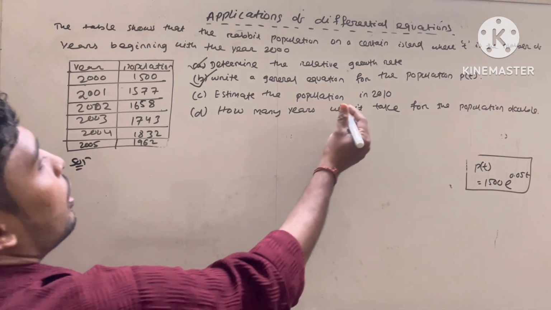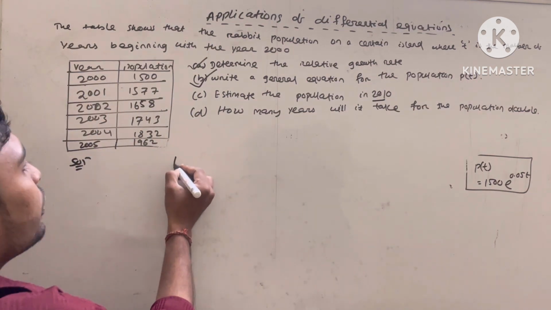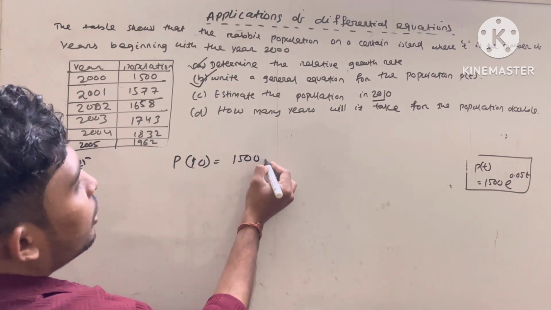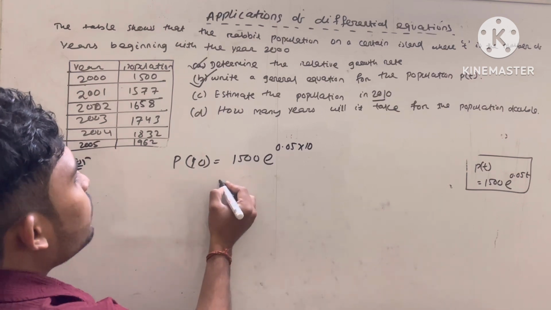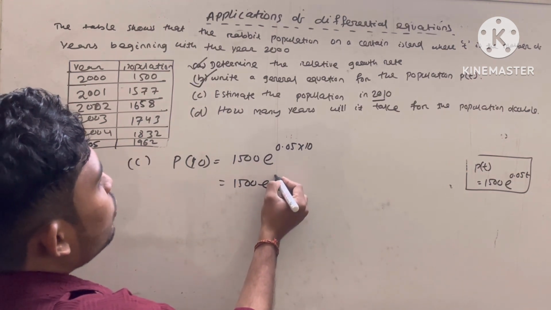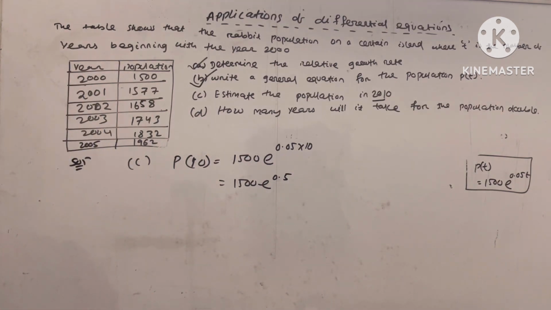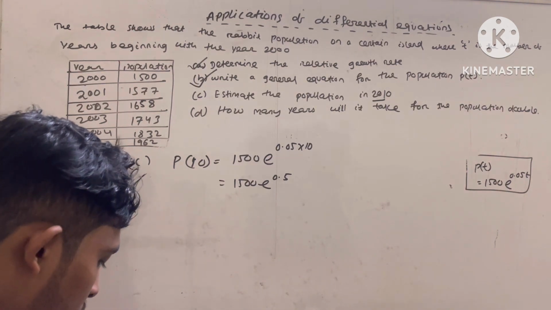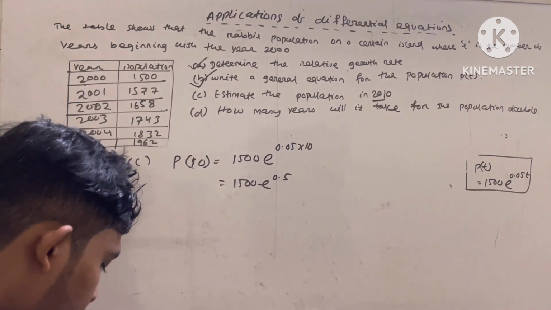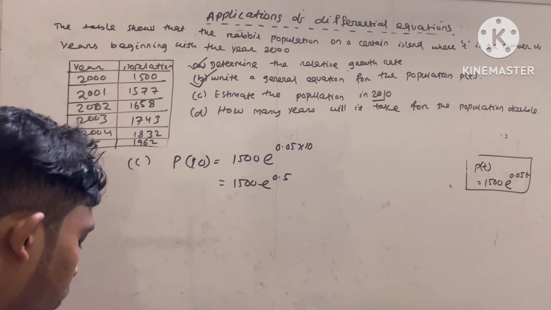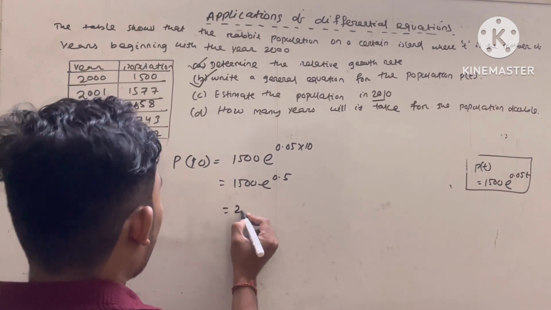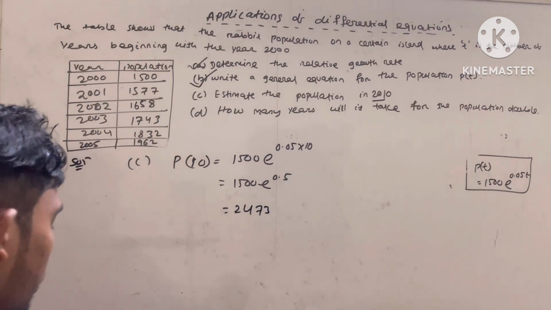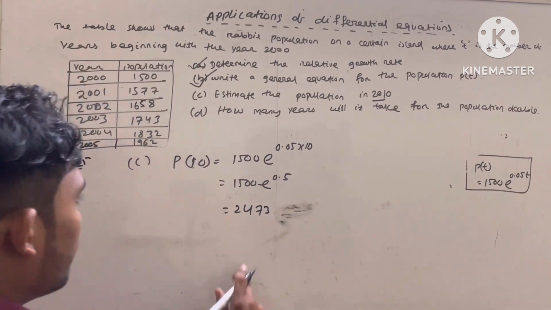Okay, so let us see the third and fourth bit. Dear students, look at the third bit. You have to estimate the population in 2010. That means after 10 years you have to calculate the population size. So here P(10) is what? 1500 e^(0.05 × 10). You have to just put the value of t here. So it will be 1500 e^0.5, and you have to evaluate this value. I calculate here, and the value is 2473.